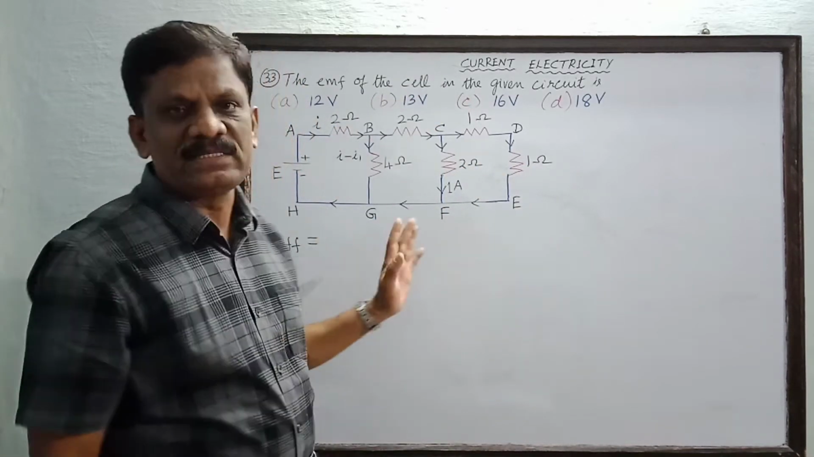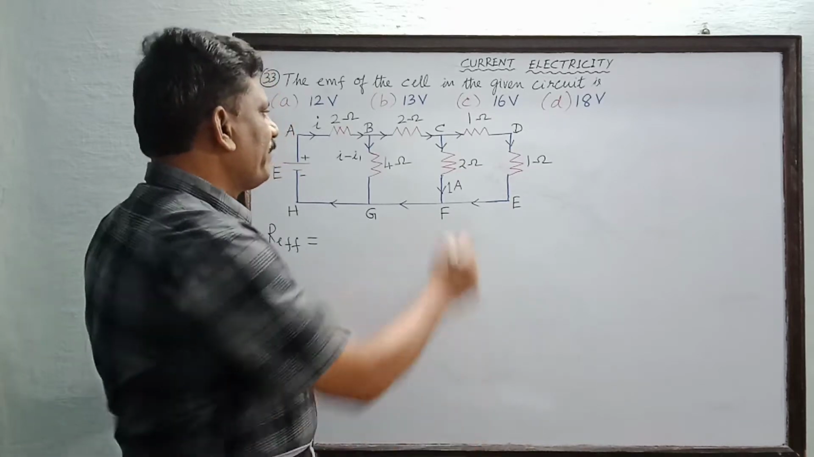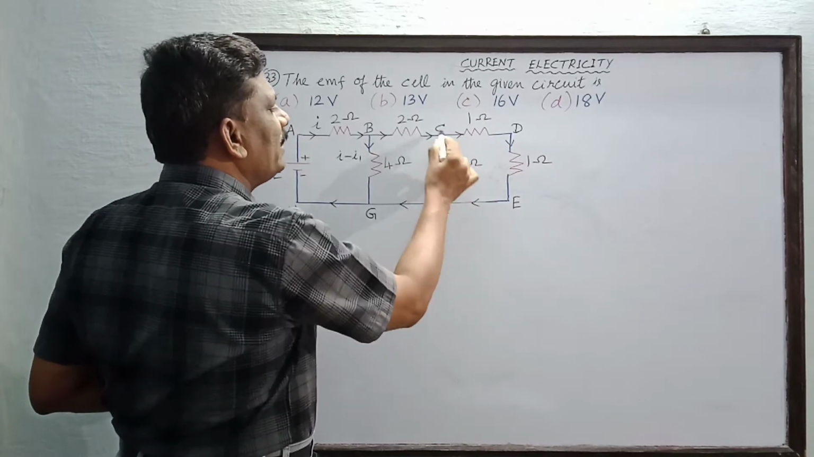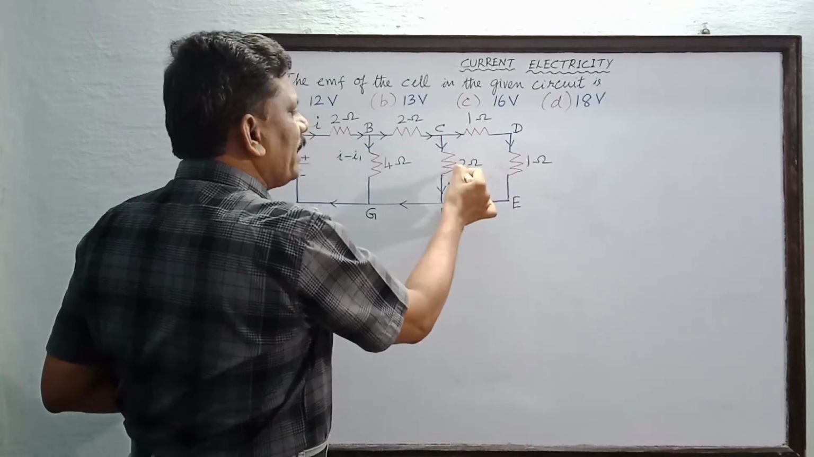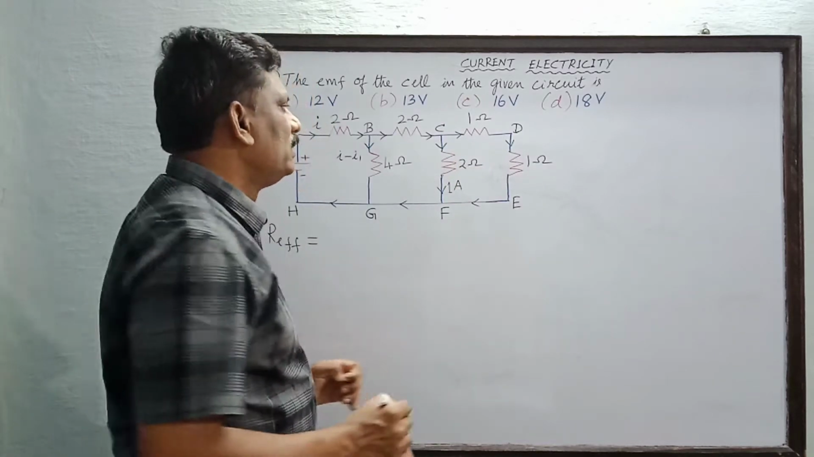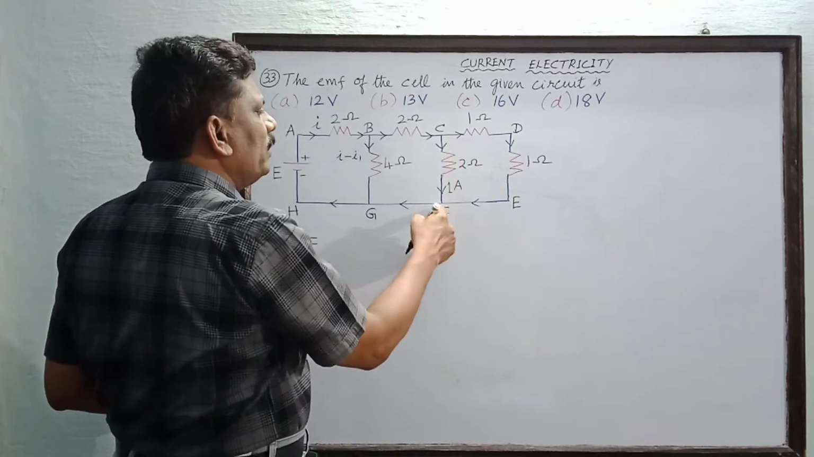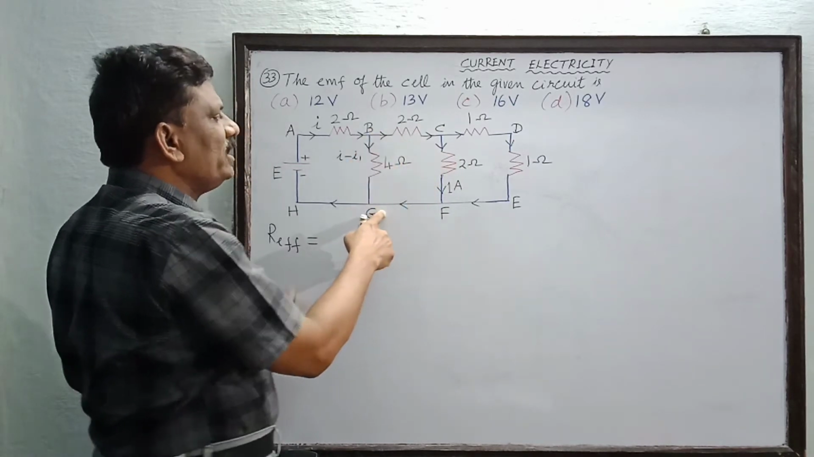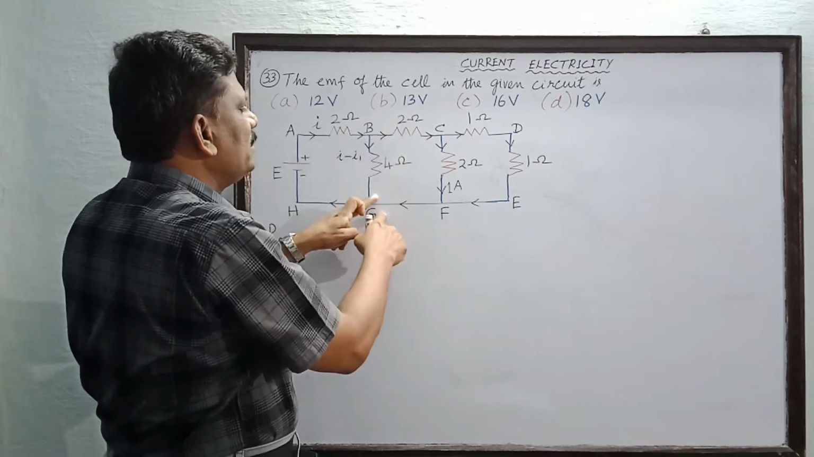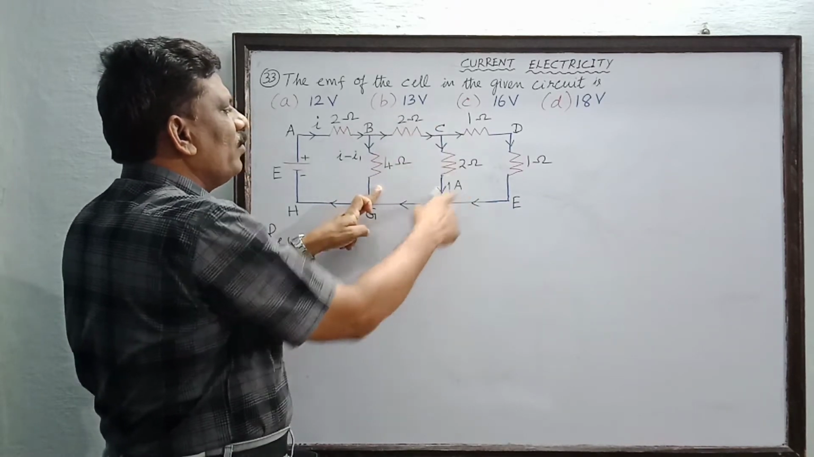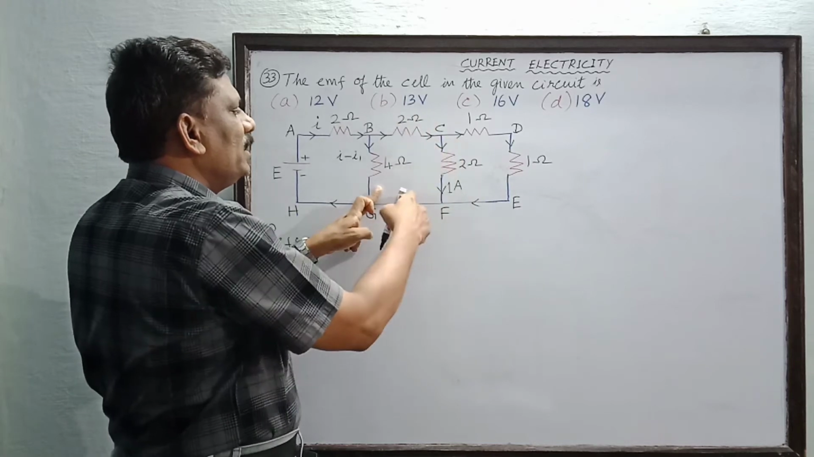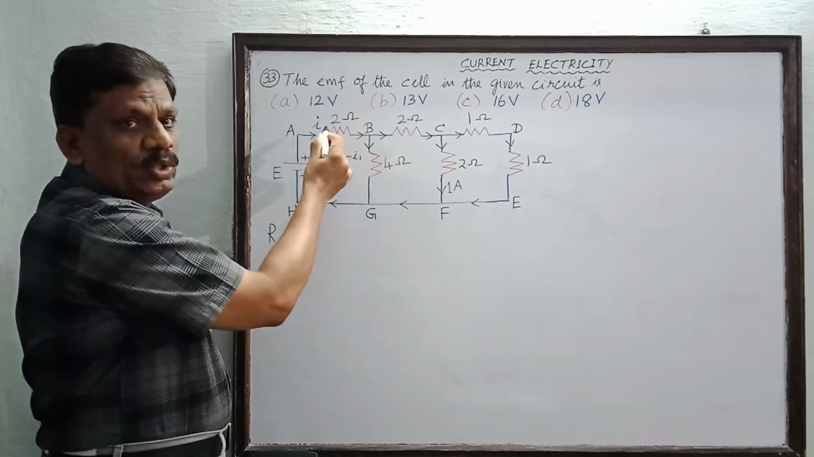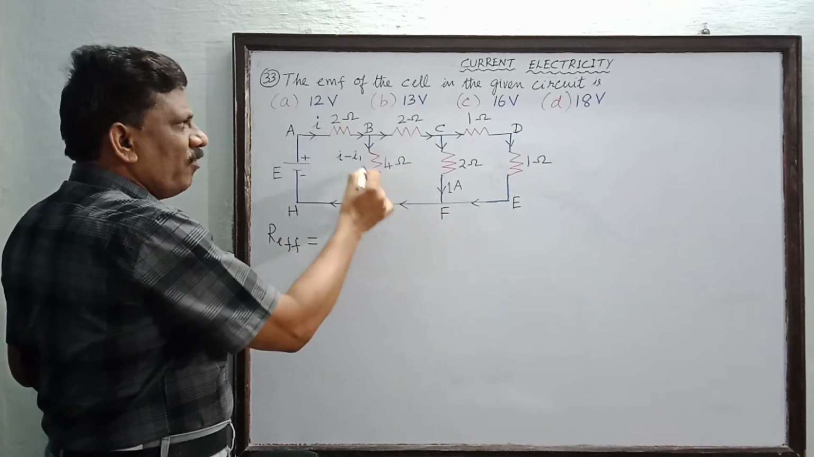I am not going to write all the steps. Okay students. So the effective resistance between C and F is equal to 2 ohm parallel 2 ohm, which is equal to 1 ohm. And that 1 ohm is in series with this 2 ohm. So the resistance between B and G is 4 ohm parallel 3 ohm. And the resistance between A and B is 2 ohm, that is in series with 4 ohm parallel 3 ohm.